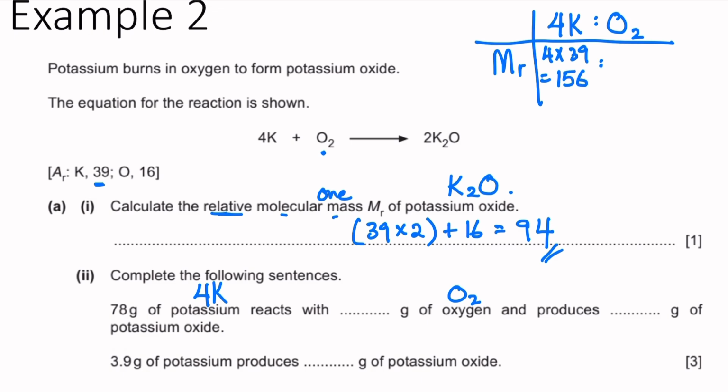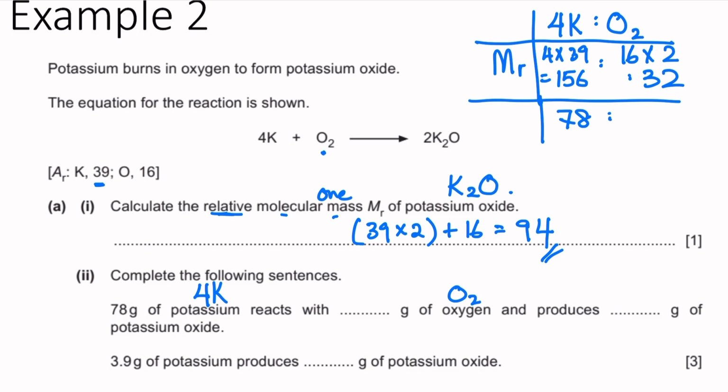Next, you have oxygen. There's a tiny 2 here, so it means you need to multiply also. So 16 multiply with 2, you get 32. So it means that we have the ratio 156 to the ratio of 32. Now we have 78 gram of potassium. So where shall we put our 78? 78 will be underneath potassium here on the left side.